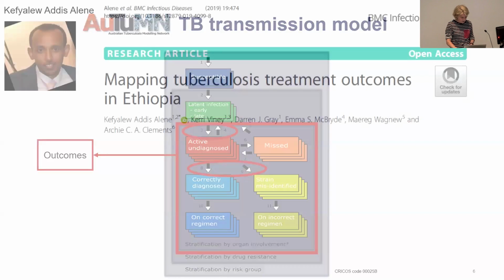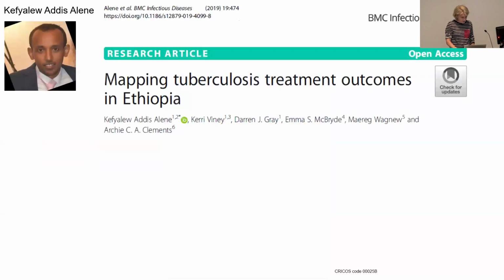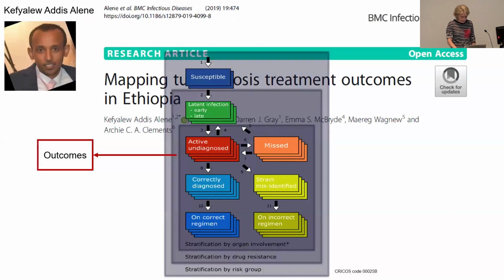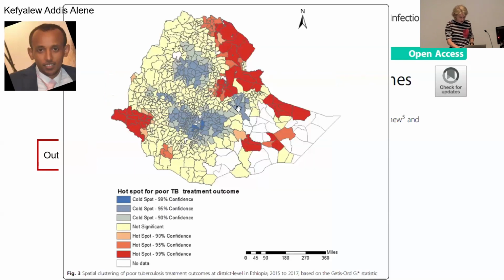So the first study I'm going to show you is done by Kefialu, who looked just at the outcome as the feature of interest. He looked at tuberculosis outcomes by district in Ethiopia, and found that TB outcomes were poorest in these red areas around the margins and best in these blue areas in the centre of Ethiopia. And he hypothesised a few reasons why that might be the case.